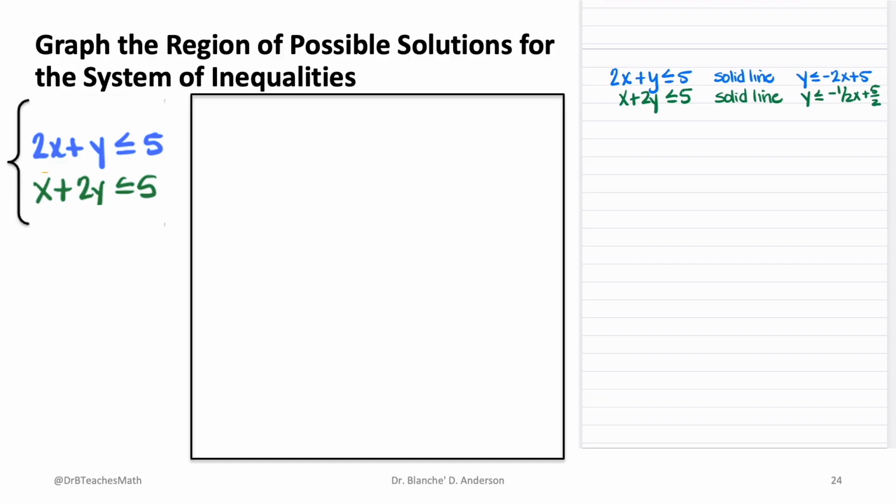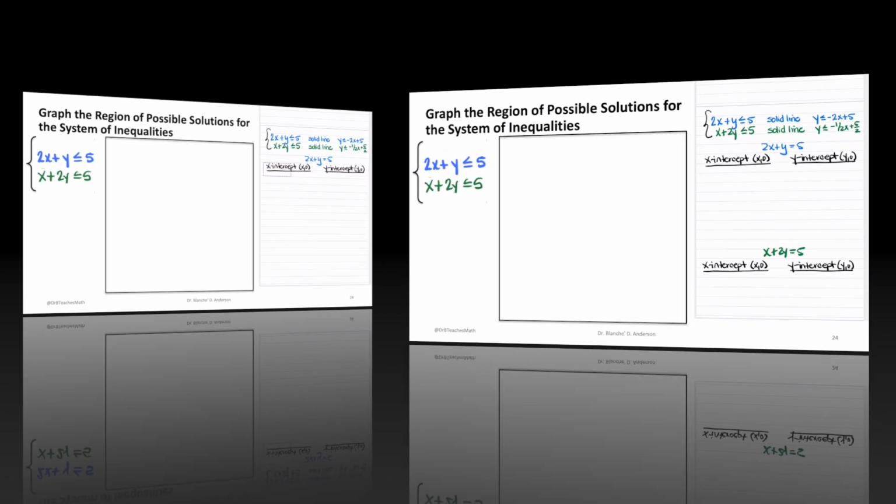So far, so good. So now, this is our system here. Let's find the x-intercept, because we need 2 points. And our y-intercept, you only need 2 points to draw the graph of the lines. Okay, so this will be for 2x plus y equals 5, and then we'll do it for the other equation.